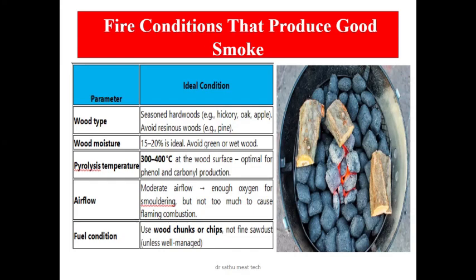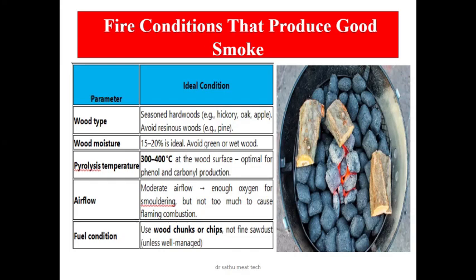Seasoned wood or dried wood, hardwood, we have to use. Any wood which is hard, seasoned wood, the wood that can produce good flavors like apple wood, then oak, such type of wood we have to use. You should never use a soft wood, because soft wood will contain resinous materials which give off flavor. Then the next is the wood moisture. The moisture content in the wood should not be more than 20%. The ideal is 15 to 20%. So avoid using green wood or wet wood.